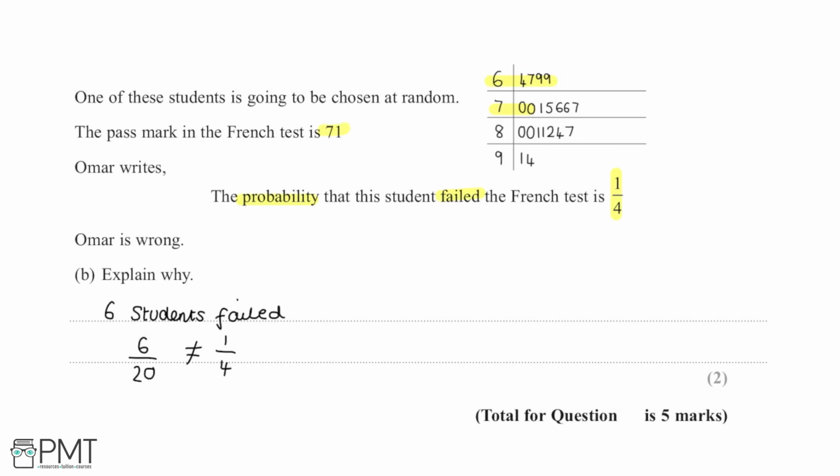So I'd gain the first mark for identifying that 6 of the students have failed, and then I'd gain the second mark for comparing this with 1/4 and showing that they're not equal. So we know that Omar is wrong and the probability is not 1/4.